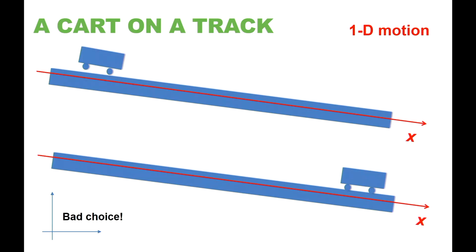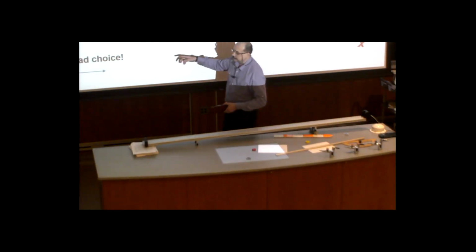That would have been the wrong choice, because in that case, we would have to add another axis to describe the location using two numbers. Why would we do that? We can make our life much simpler if we choose the axis parallel to the track. Even if it's not exactly horizontal, it still gives a much easier description.